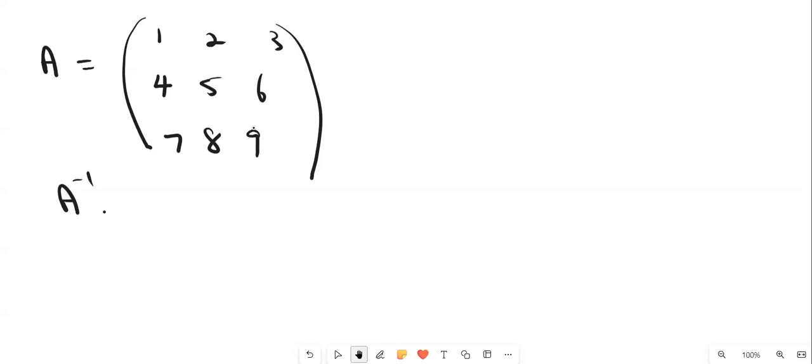Anybody found the determinant? Yes, sir, it is 0. Right. Therefore, if the determinant is 0, are you going to waste time finding the inverse? No, sir. So it does not have an inverse.